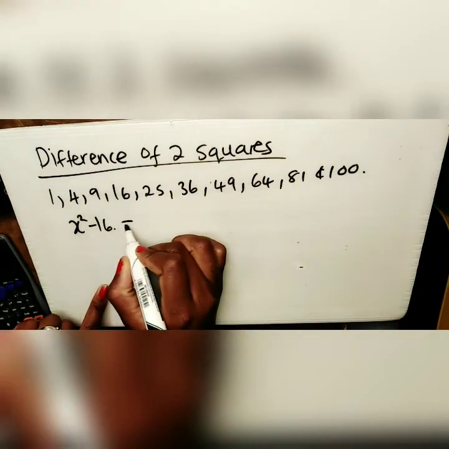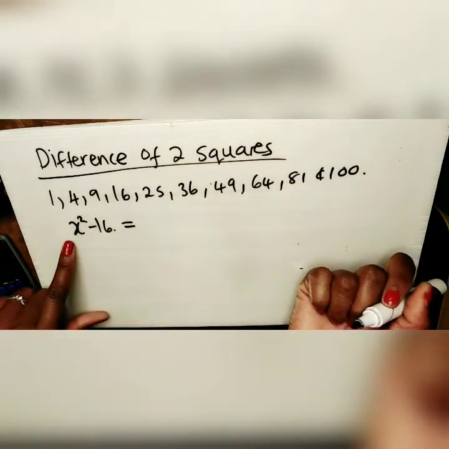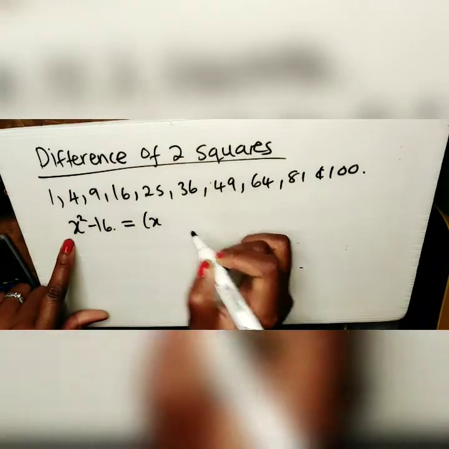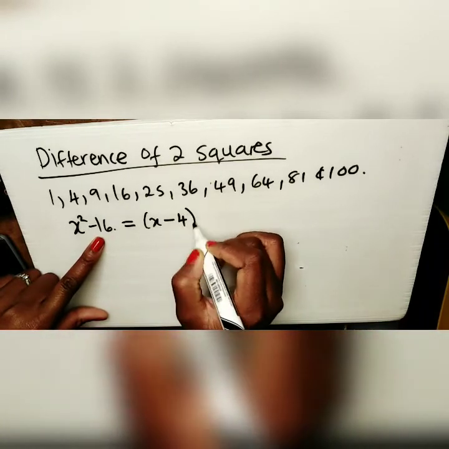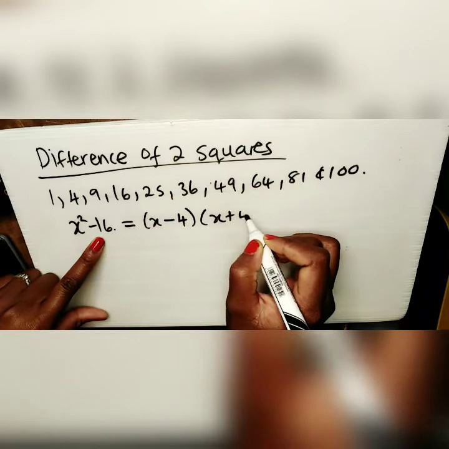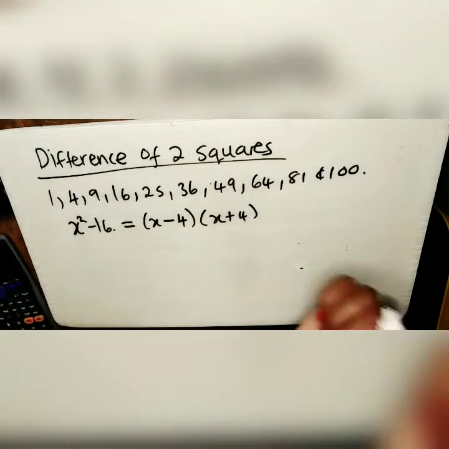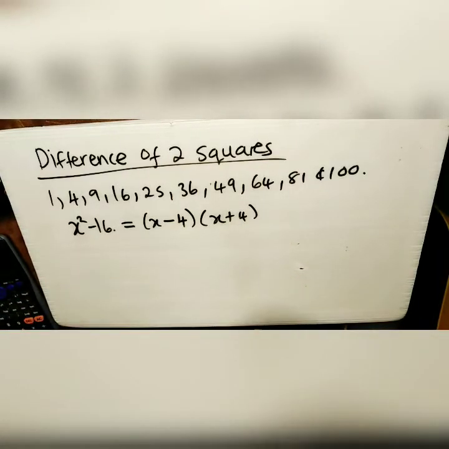So when they give you a question like x squared minus 16, they ask you to factorize it. This is very simple. You ask yourself, what's the square root of x squared? It's just x. The square root of 16 is 4. So your answer will be x minus 4, x plus 4. That's it. It's one step to the answer. So it's a formula that you need to cram.